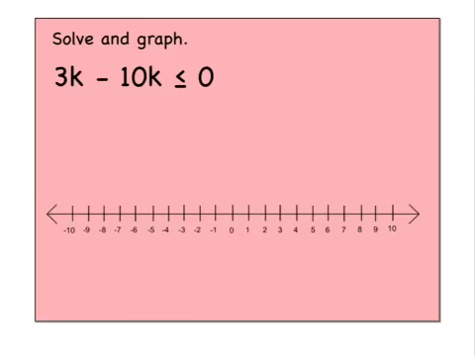Here, 3k minus 10k is going to give us a negative 7k. It's less than or equal to 0. We're dividing by a negative 7, and remember, when we divide by a negative, we have to reverse our inequality, so it's going to be greater than or equal to, and we'll end up with 0. So I'm going to put a closed circle at 0. The numbers that are greater than or equal to 0 are going to be located to the right.